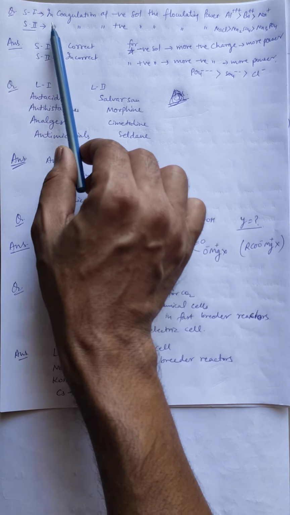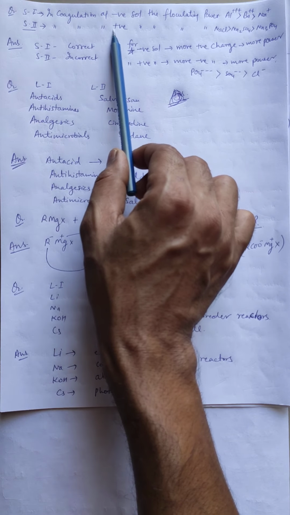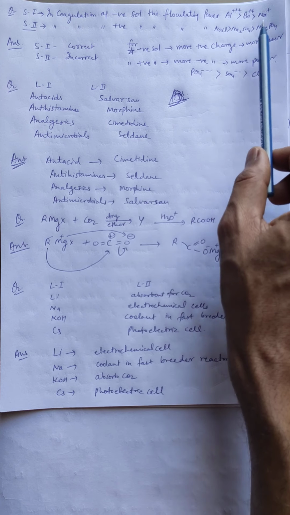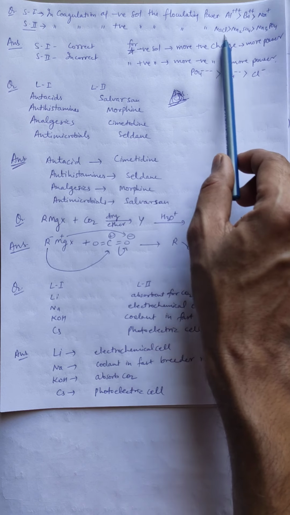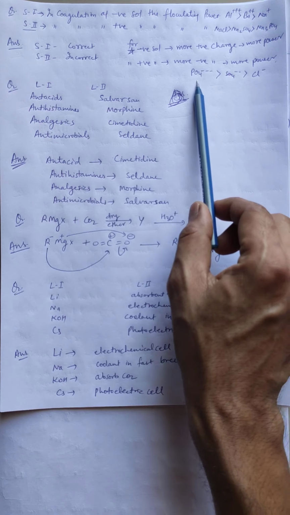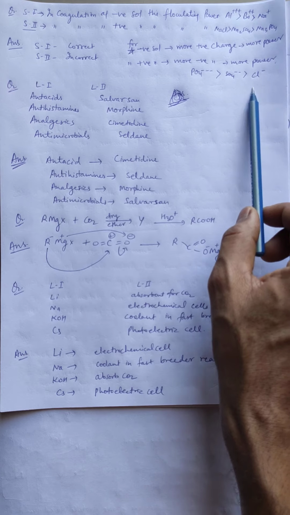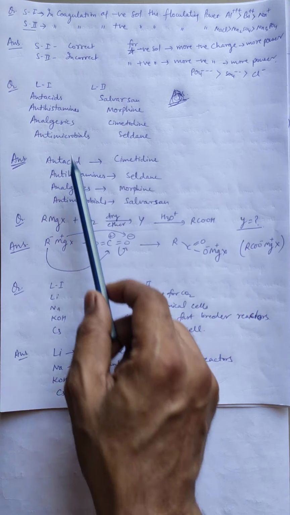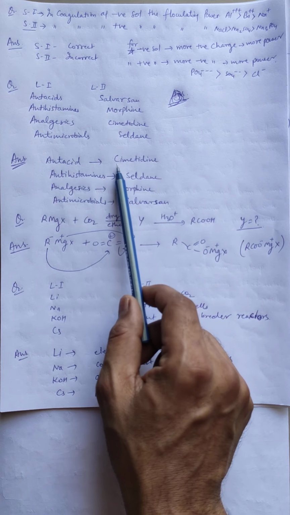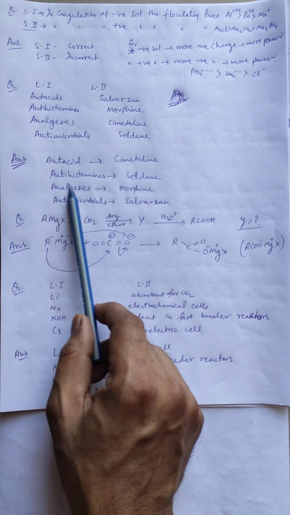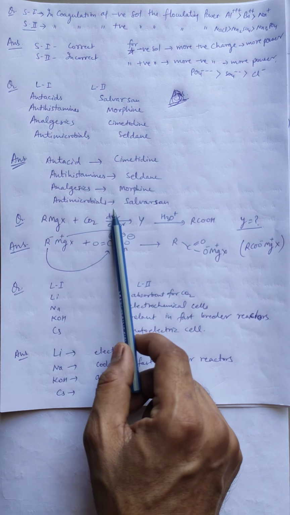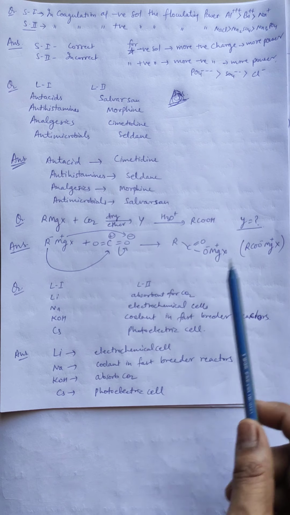Now the statement 2. In coagulation of positive sol, this time positive sol is there. So NaCl, Cl negative, SO4 2 negative, PO4 3 negative. It is given wrong. So it is an incorrect statement because the correct order must be PO4 3 negative, SO4 2 negative and Cl negative. It is positive sol. Now the next is list A, list 2. So antacid is in the given options this: cimetidine, antihistamines, Saldane, analgesic, morphine, antimicrobials, salvarsan. So it is the correct match.